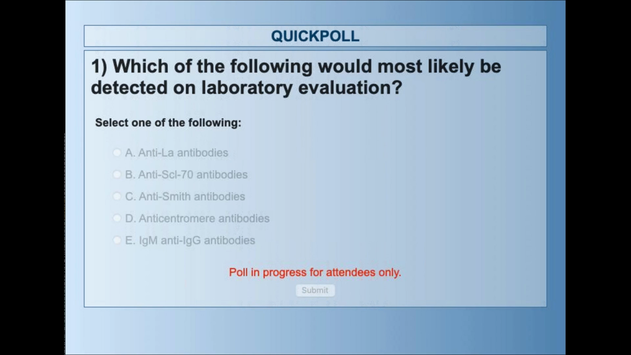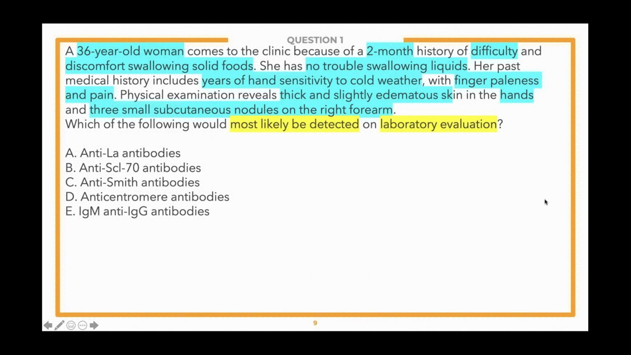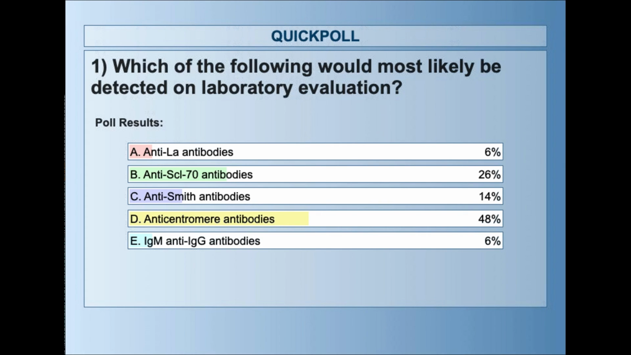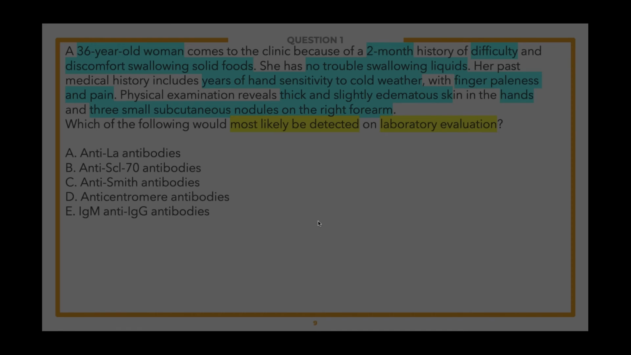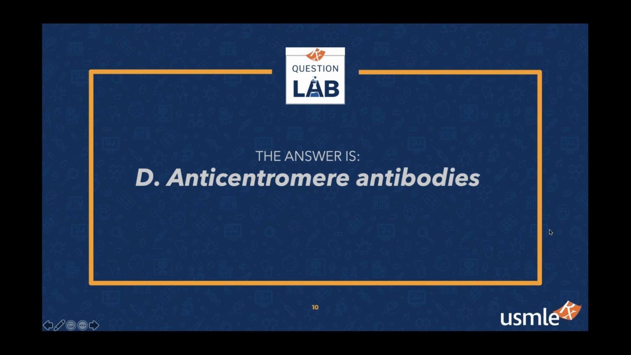Let's take a look and see what you selected. In first place with 48%, we had anti-centromere antibodies, and in distant second place, we had anti-SCL70 antibodies. So let's see what the correct answer is. The correct answer is D, and 48% of you got it right. So a strong start to the evening here. Let me hand it off to Paris. Thank you, Sean. Yes, great job, guys.